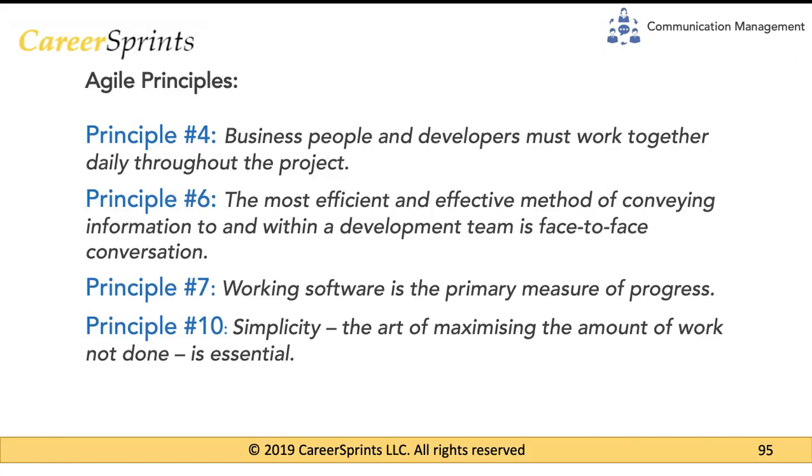Now, if you look at principle number 7 and 10, you would see that principle number 7 basically talks about working software is the primary measure of progress. So if you've read the Agile Manifesto, one of the key elements that really jump out in the manifesto is that they say that they value working software over comprehensive documentation.